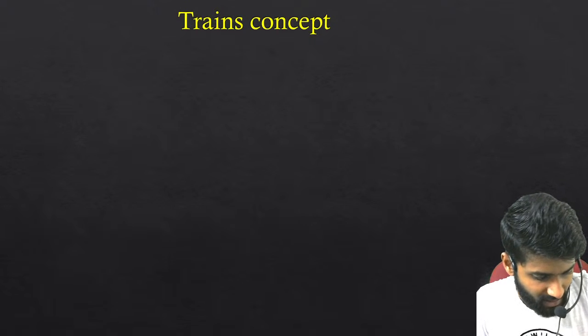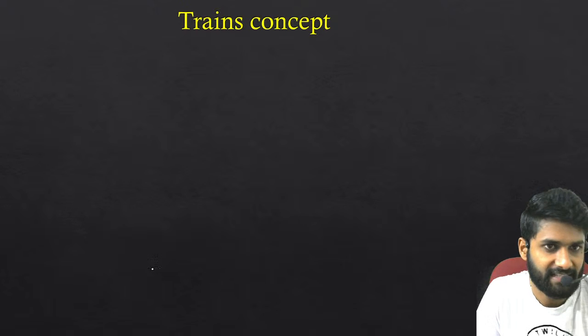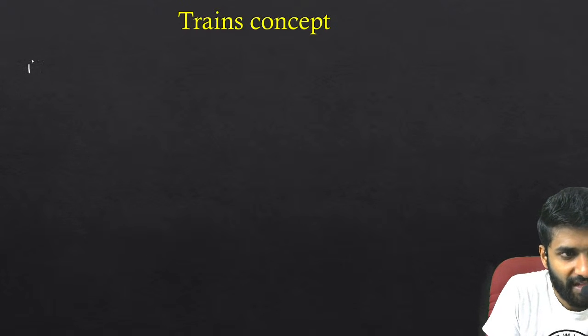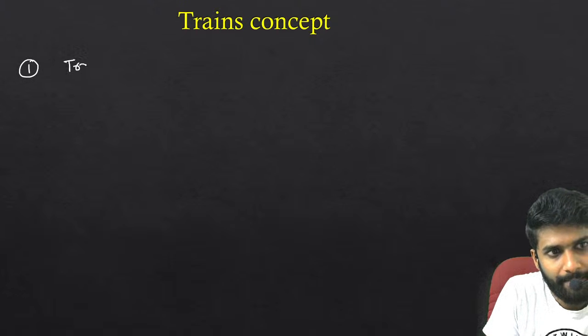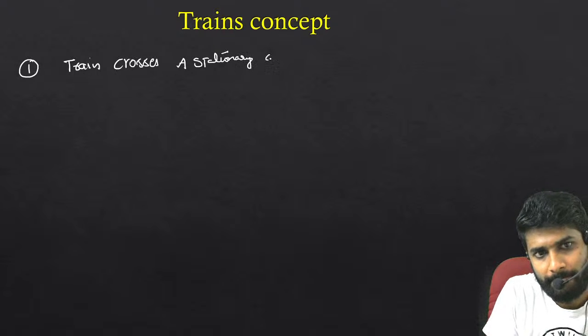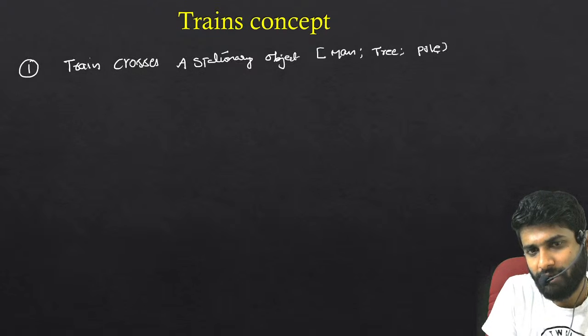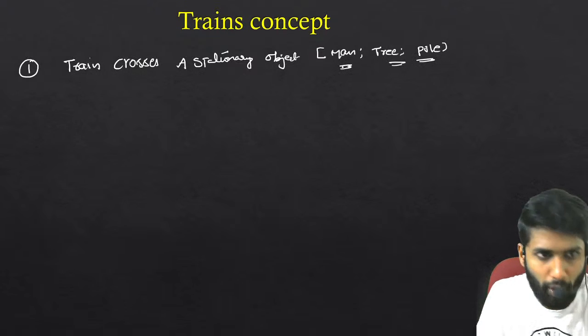Now see all the applications we just apply in the concept of trains theory. First concept in the train theory: a train crosses a stationary object. What does a stationary object mean? Sometimes they are given as a man, a tree, an electric pole, any stationary thing. If a train crosses it, what are the parameters? Now just observe, guys.